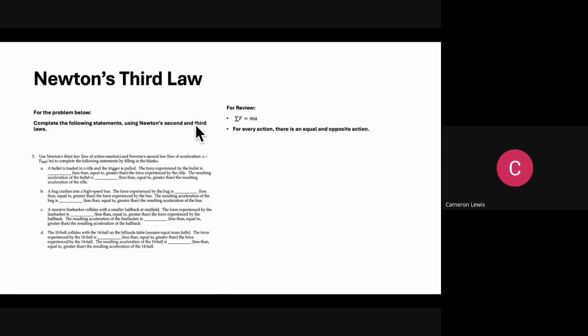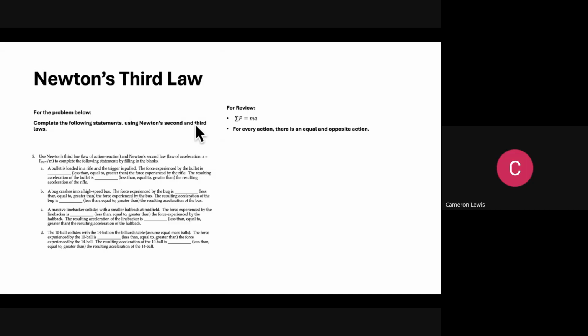This is supposed to trick you up, right? The 10 ball collides with the 14 ball on the billiards table. Assume equal mass balls, right? They all have the same mass. The force experienced by the 10 ball is less than, equal to, or greater than the force experienced by the 14 ball? Equal.